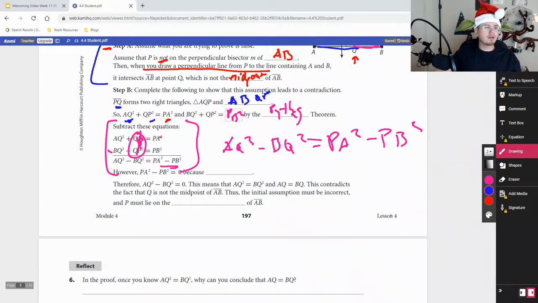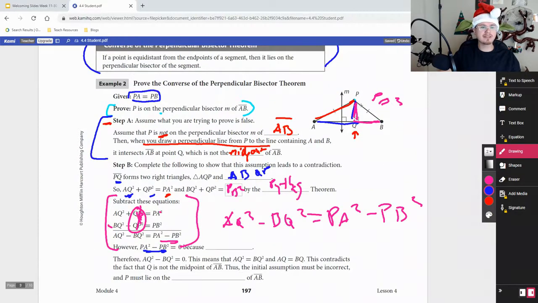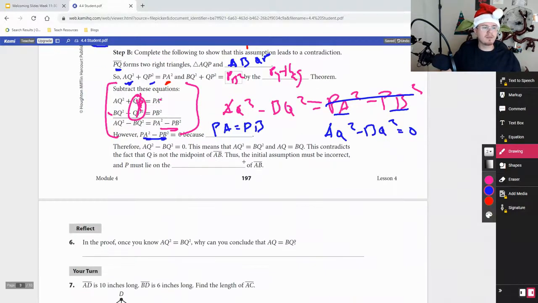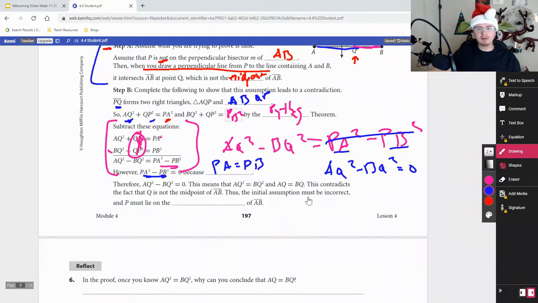Alright, so PA squared minus PB squared. So let's take a look at that. Because we're saying that this would be on the perpendicular bisector, right? Those would be equivalent. So that would be 0. So then we're saying that these are equal. So we're saying that this now equals 0 because these two are the same. They cancel each other out. So this means that AQ squared would equal BQ squared. Obviously, this is where your algebra skills come in handy. You just move that over. So you get AQ squared equals BQ squared.